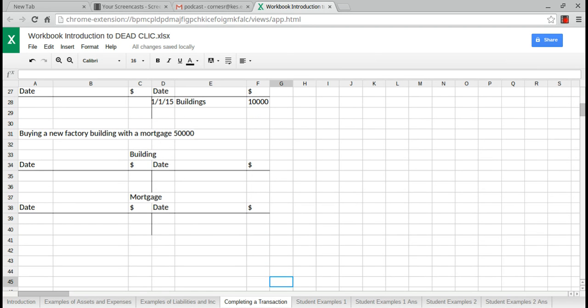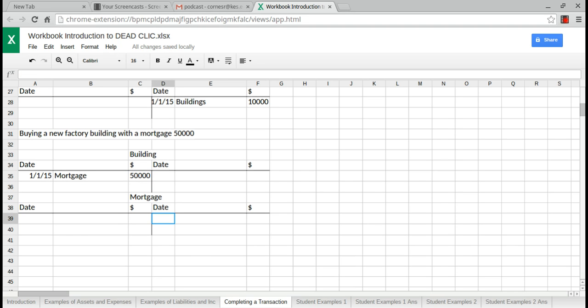Final example, I'm going to purchase another building. However, this building I'm going to buy with a mortgage. So that's a form of loan. So again, the building account, we should all be able to do this by now, but this is going to be increasing an asset. The opposite account is a mortgage account, put that in the second column, and then in the third column, write the amount of the transaction, 50,000 US dollars.